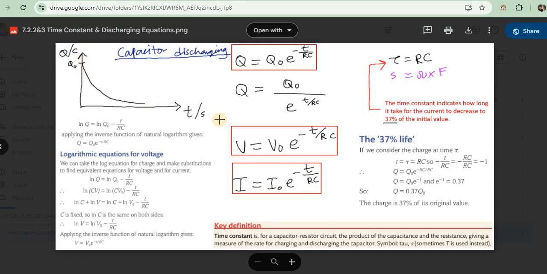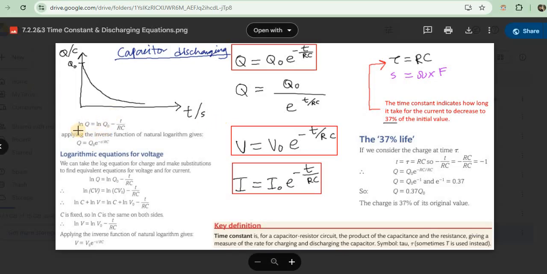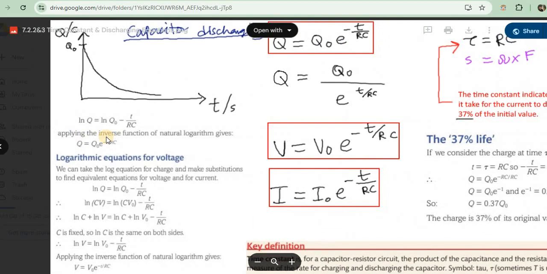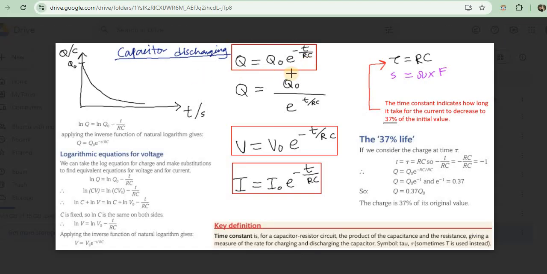We have a curve. If we want to convert a curve to a straight line, we can use logarithm. So let's try. ln, natural logarithm of Q, is equal to natural logarithm of Q naught minus t over RC. Over here, actually, it's showing you the other way. Applying the inverse function of natural logarithm gives this. For example, if you apply logarithm to this by the rules of logarithms, I have a separate lesson explaining the mathematics required for physics, and under that I have the logarithms lesson.